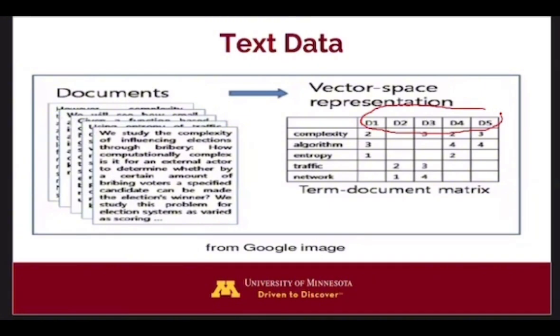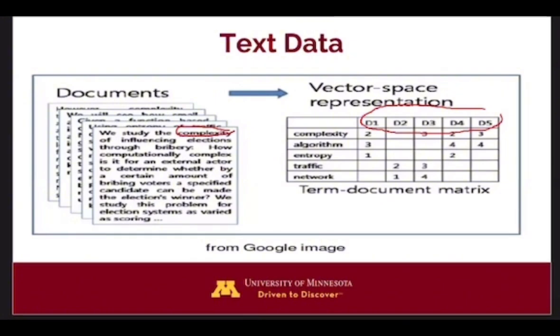Complexity, okay? I want to take a look at this complexity in this document. There's complexity here. Let me see, is there any other area where there's complexity? So what I'm trying to say in essence is that for document 1, we want to know how many times complexity appears. For document 2, how many. We may have a particular document that has no complexity. That's why you see what is missing. Does that make sense? Now you can see algorithm, you can see entropy, traffic, network.